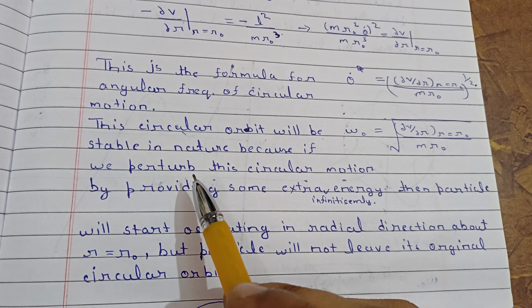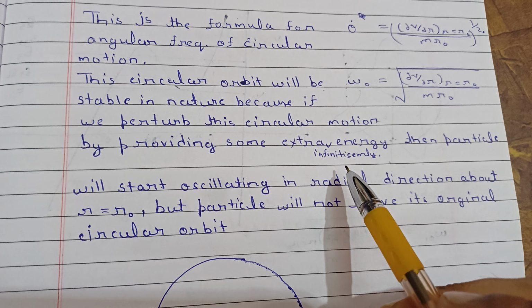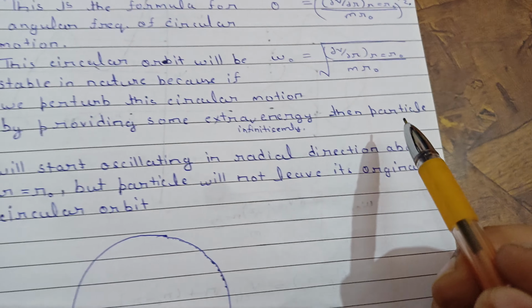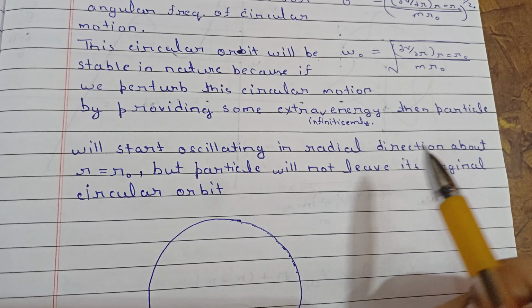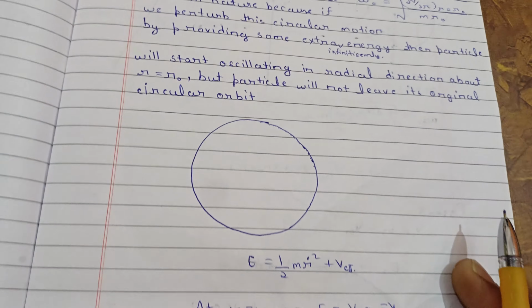This circular orbit will be stable in nature, very much stable. If you perturb the energy a little bit, the orbit will undergo oscillations, but it will come back to the circular orbit again. That's why we call it stable. So let's see this in detail. This circular orbit will be stable because if we perturb this circular motion by providing some very infinitesimally small extra energy, then the particle will start oscillating in the radial direction about r equal to r naught, but the particle will not leave its original circular orbit.